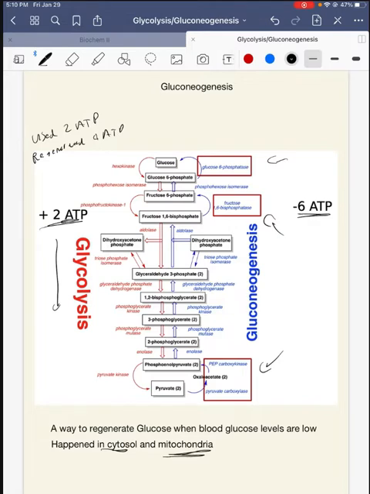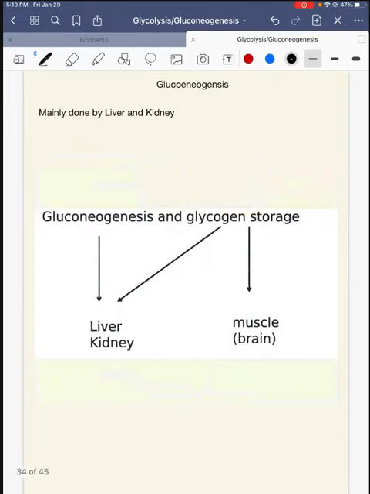And this is everything we went over in glycolysis. Okay, so gluconeogenesis. It's mainly used by the liver and the kidney. Gluconeogenesis takes pyruvate or other things I'll mention and turns it into glucose.